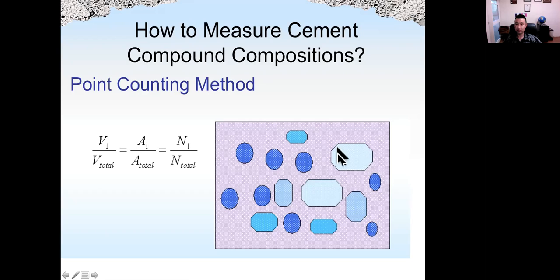For example, C3S has a light color and angular shape, and C2S has a round shape and dark color. In between we have the liquid phase of C3A and C4AF. So we count how many points for each phase, and from there we can calculate and estimate the area and the volume of the different phases. That's the basic idea of the point counting method to get the percentage of different compounds in cement clinkers.